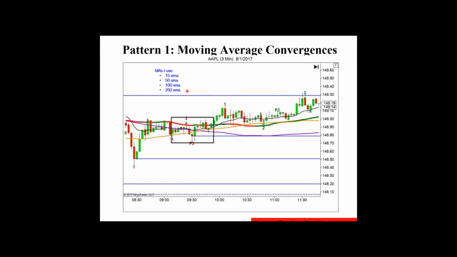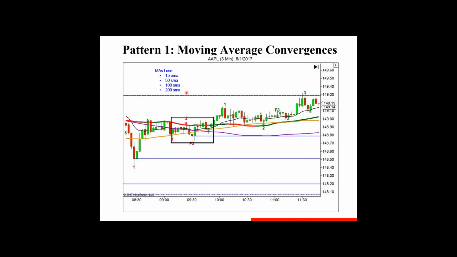Okay, so the pattern is very, very simple. All we're doing is looking for these 4 moving averages to cluster together, just like this. So what does that literally mean when those 4 moving averages cluster together? That means that price has not really had any significant change over the last 15 bars, 50 bars, 100 bars, or 200 bars. So that is a way of measuring low volatility.